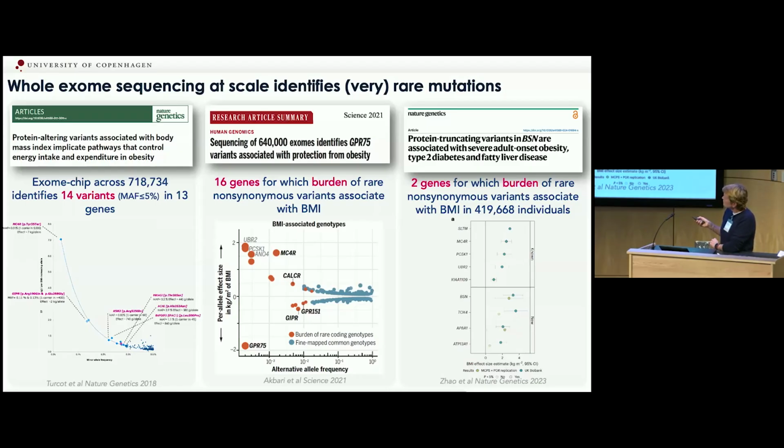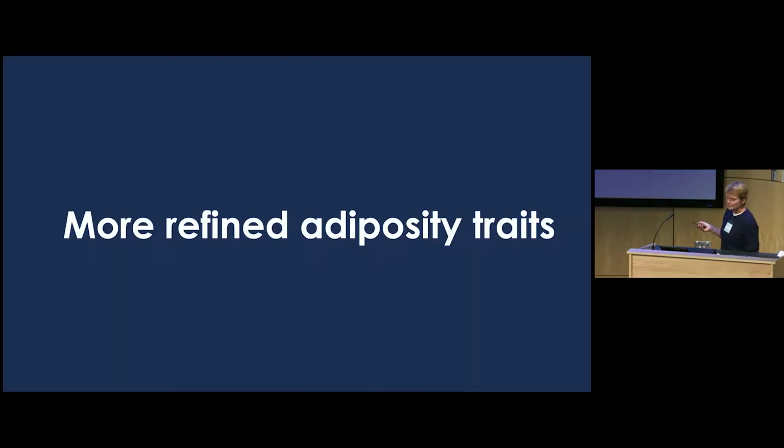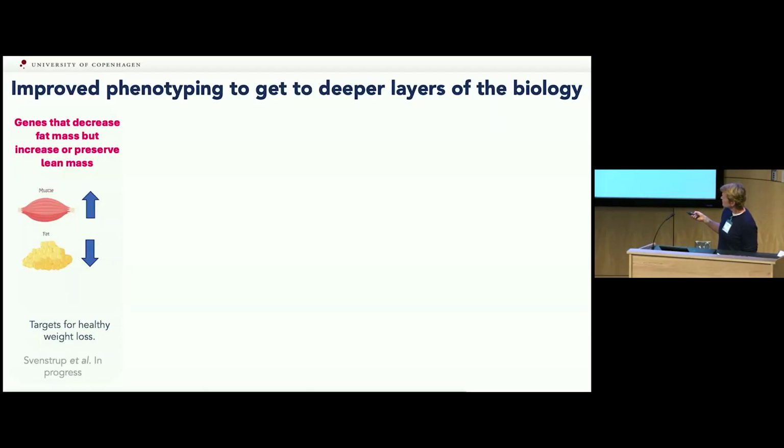So maybe the problem is not so much the amount of data. It seems that we have a lot of data, but maybe the problem is really with the phenotype, body mass index. Everyone agrees that it's not a very good phenotype because it's pretty crude and far from the real biology. So in my group, we've been focusing on curating the phenotypes, focusing on more refined adiposity traits. One study is focused on body composition, and tomorrow Victor will talk about this.